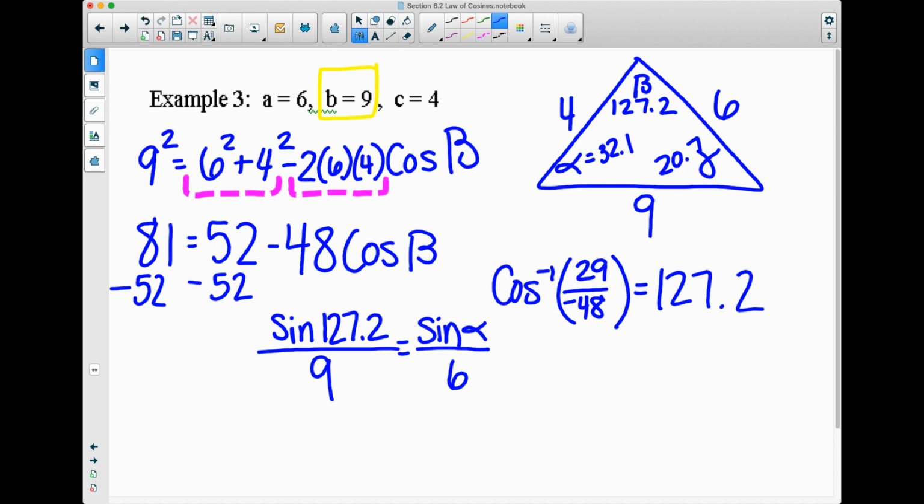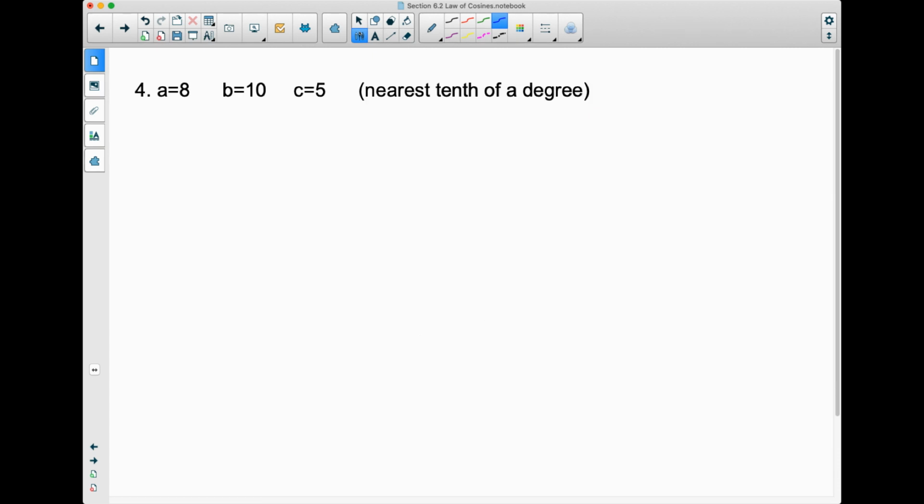Any questions so far? Okay. Let's do one more of those, and then we'll do Heron's formula, and we'll begin. Short lesson.